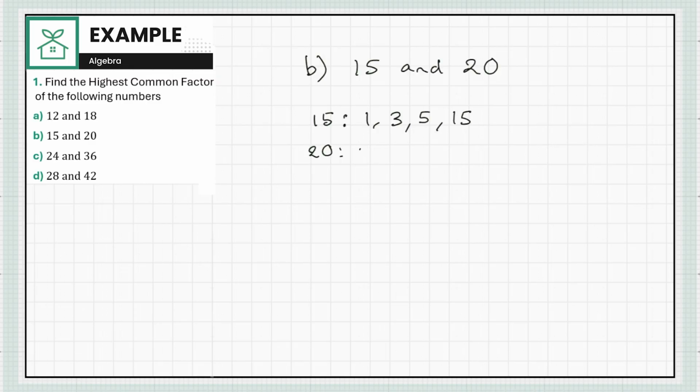For 20, we'll have 1, 2, 4, 5, 10, and 20 itself. The highest common factor between these two is going to be 5.